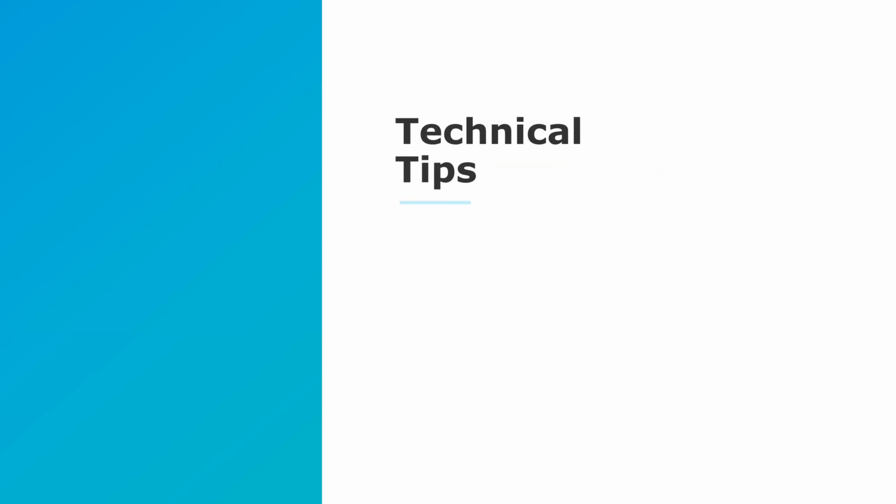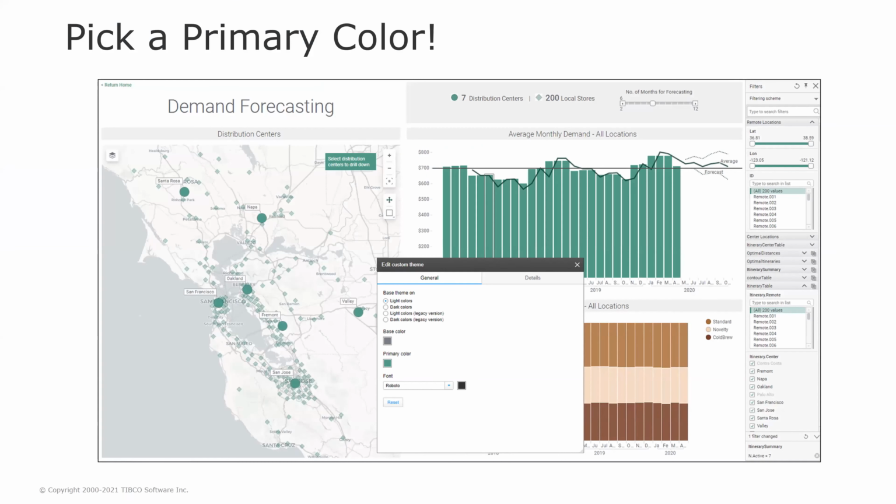Moving on here. I wanted to give some technical tips, and just looking at the time, I'm going to run through some direct tips that you can use with Spotfire. The number one tip is to pick a primary color. This is a demand forecasting dashboard with coffee sales. I picked a primary color in my custom canvas visualization. It's in the canvas styling, under the custom theme. What that does is give you something very consistent to go off of and creates a lot of harmony.